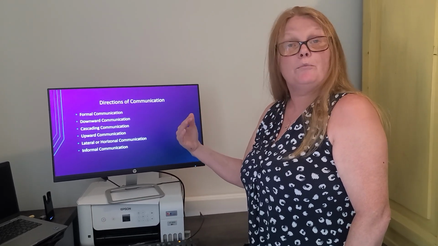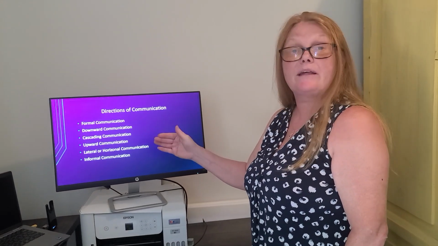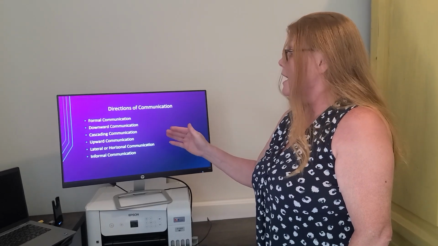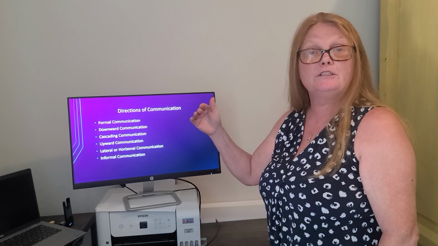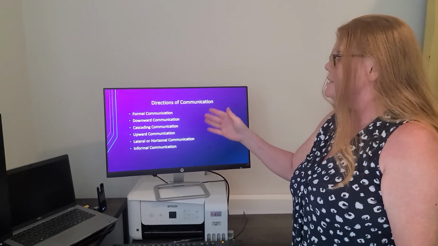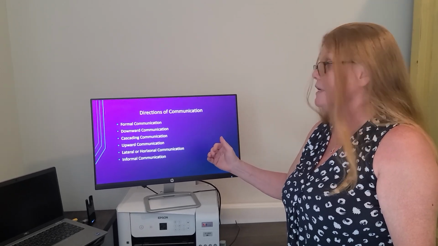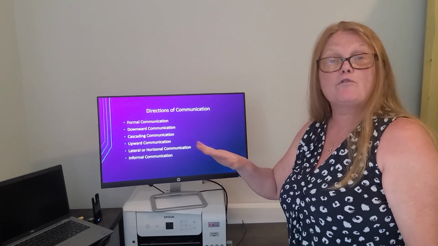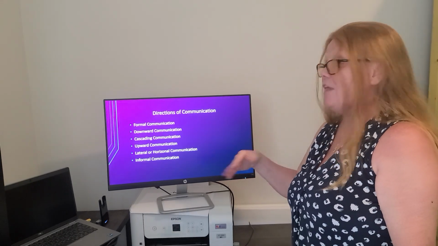The directions of communication are formal communication, downward communication, cascading information, upward communication, lateral and horizontal, and informal communication. Formal communication is going to be coming from the upper management down to the lower levels of management and employees. Downward communication is going to come from your management to your employees. Cascading communication is going to be between your employees, the co-workers, your peers, and that they deal with.